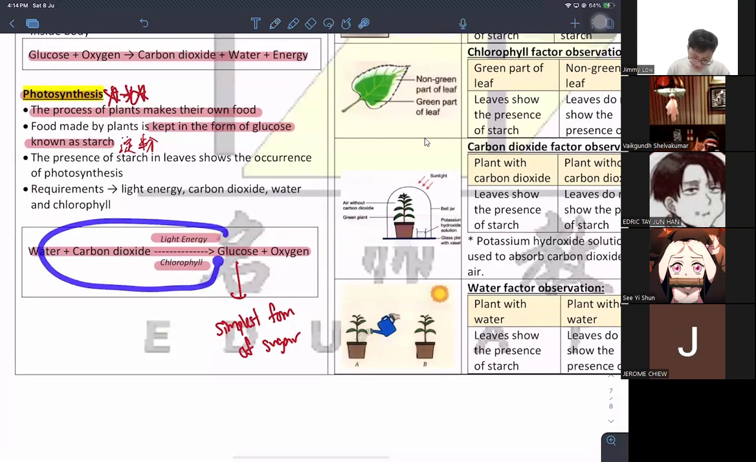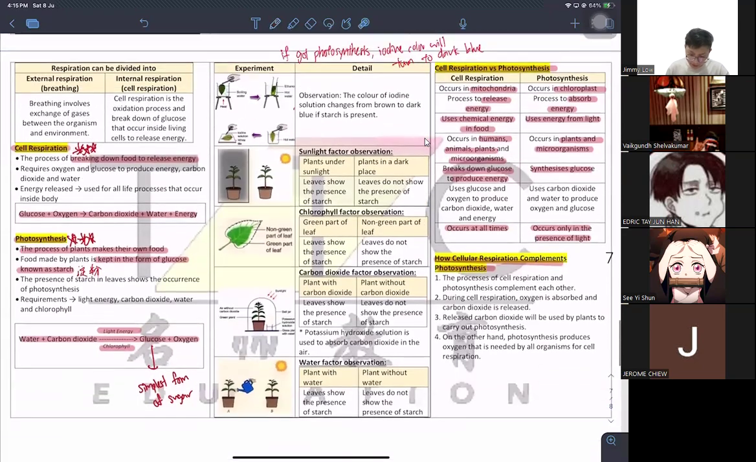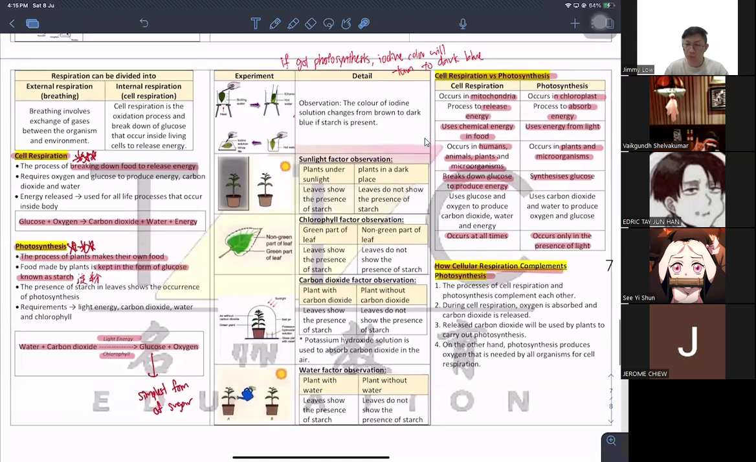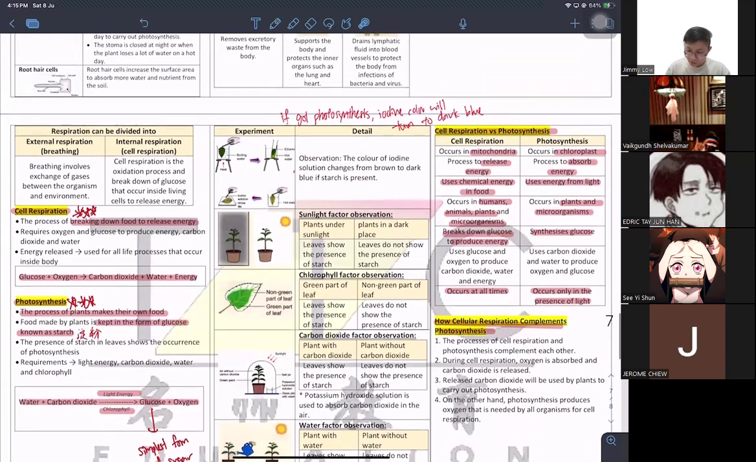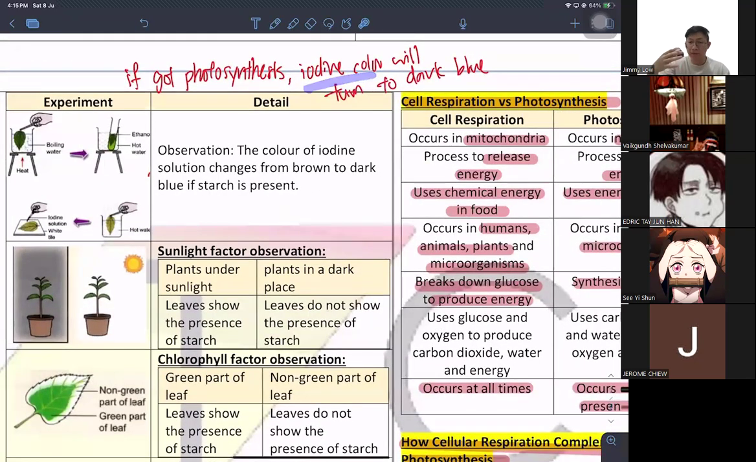So we have four particular factors that are a must for plants to do photosynthesis. Once the plant does photosynthesis, we can test it by using the starch test. Starch test means what? We are going to use iodine to test whether the plant did photosynthesis or not. If the plant did photosynthesis, then there is starch. If there is starch, the iodine will turn from brown color to dark blue.